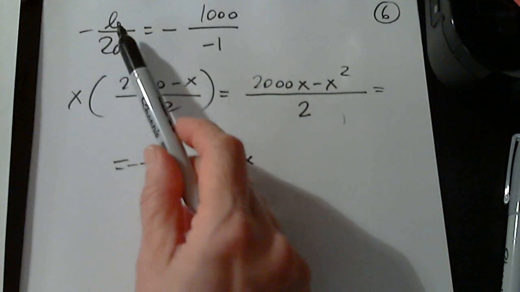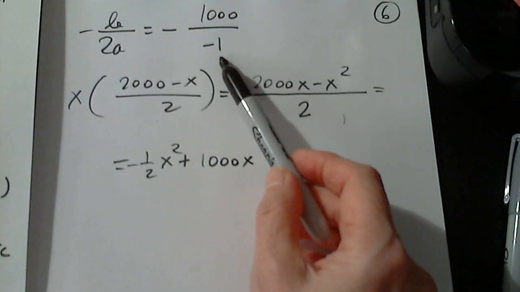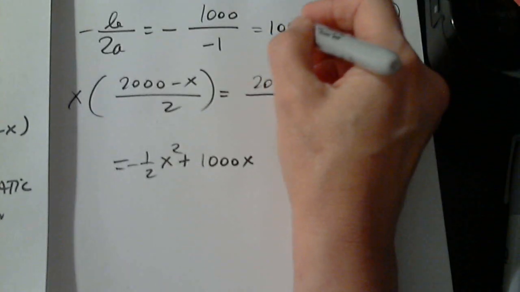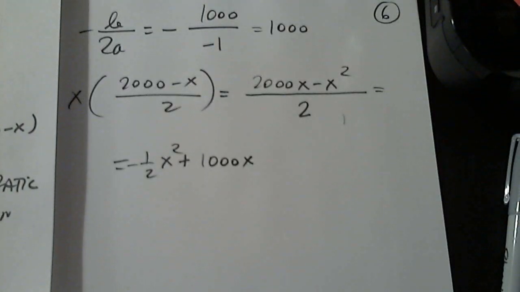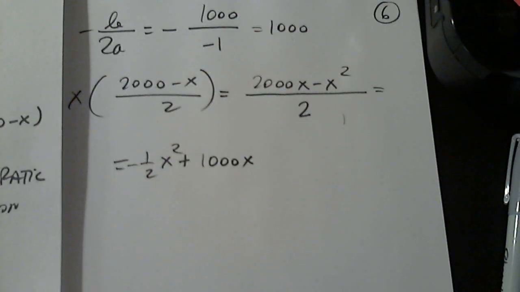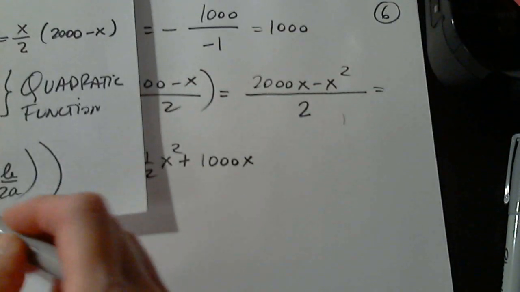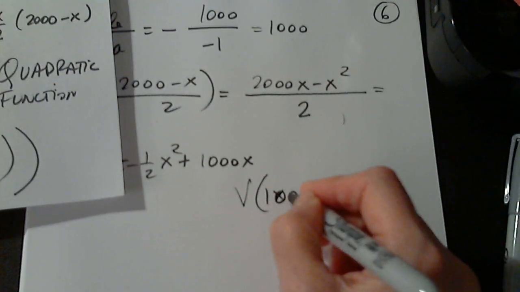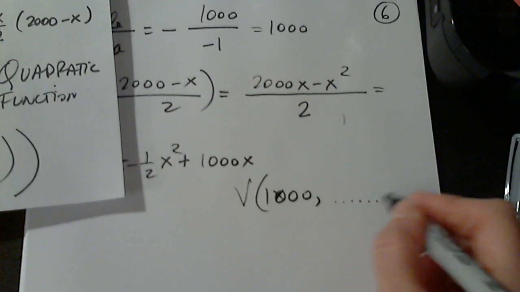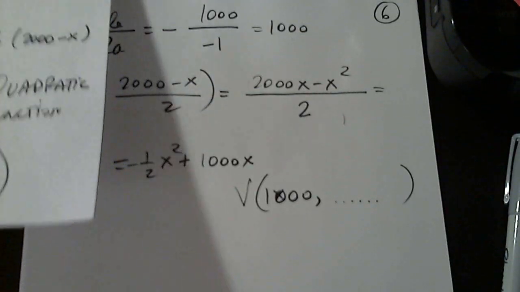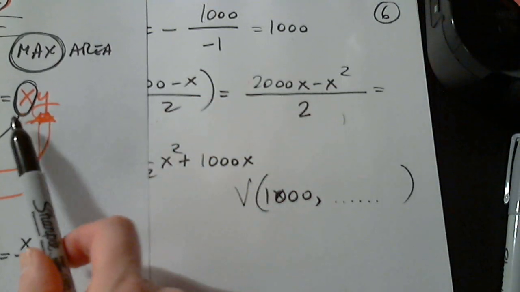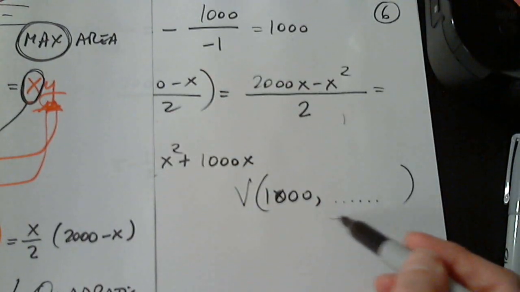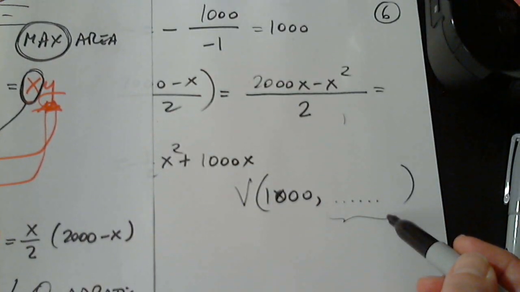Now we already found negative b over 2a as negative 1,000 divided by negative 1, because it was negative 1/2 times 2. So this is 1,000. So that's our x of the vertex. So the vertex has, I'm sorry, I didn't mean to write x. 1,000, comma, so we have to find f of 1,000. Or we say this is 1,000, so let's find y and just multiply them. And that's another way of getting the area.